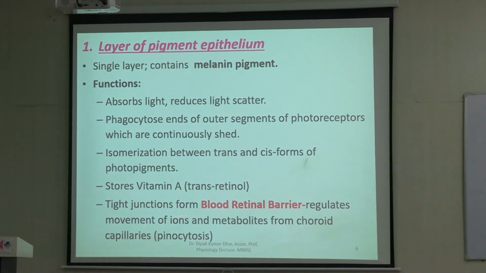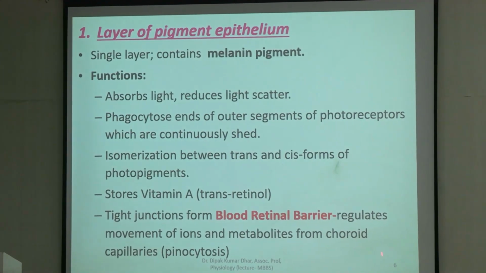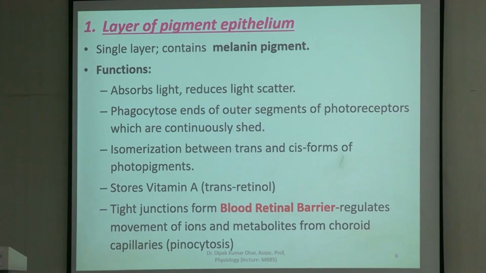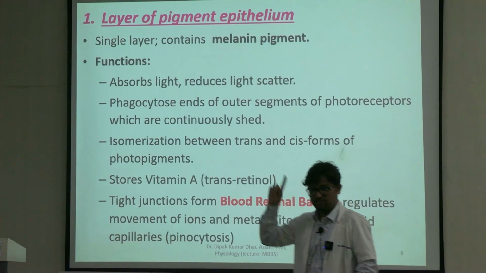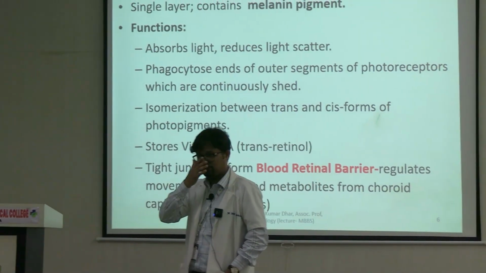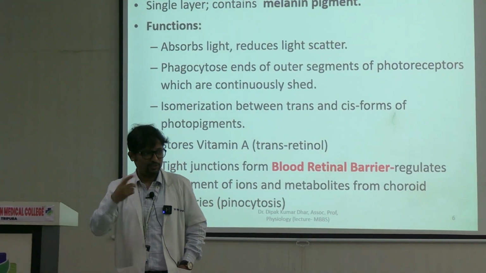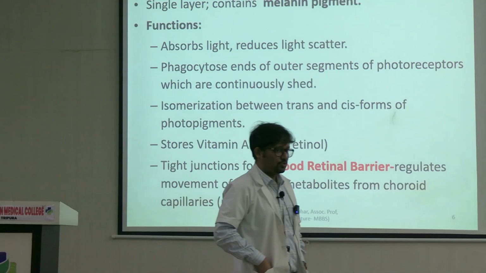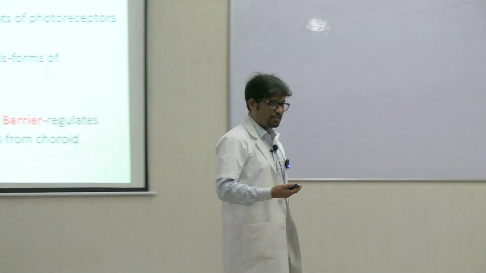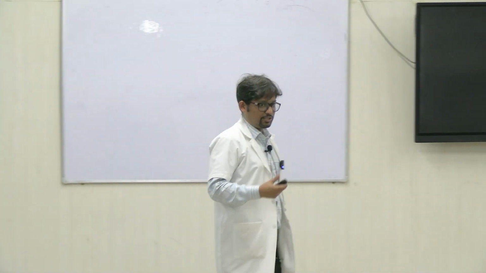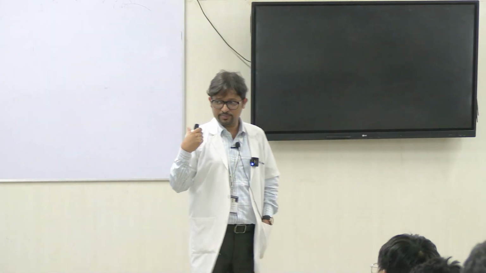It also regulates movement of ions and metabolites from the choroid capillaries by a process of pinocytosis. What is pinocytosis? First to second unit, first unit में. Phagocytosis is cell eating, pinocytosis is cell drinking. ये सबको याद है. But examples of pinocytosis you are never able to give. So this is one example of pinocytosis.